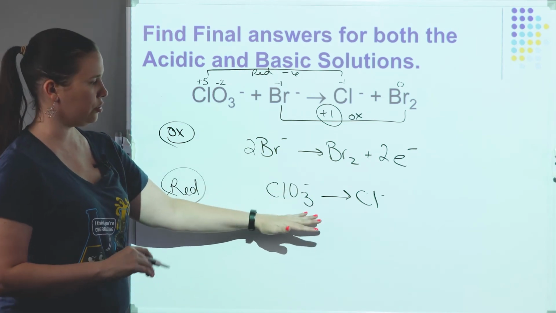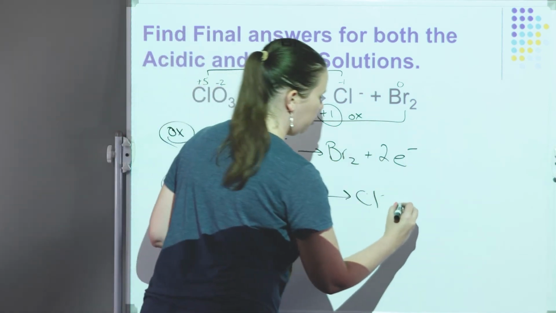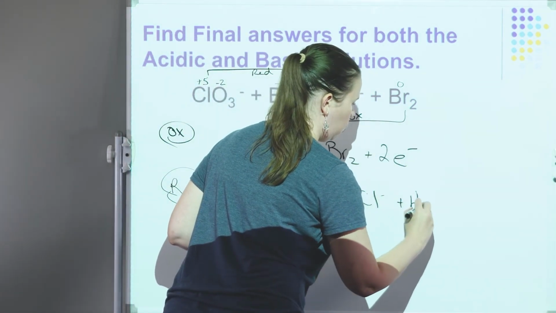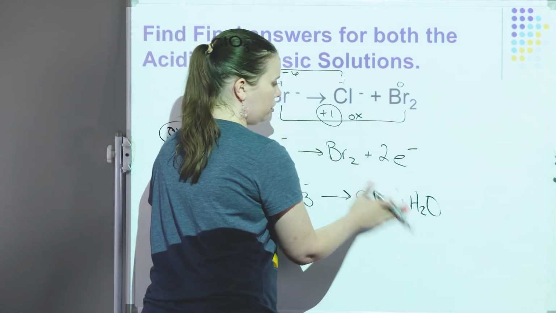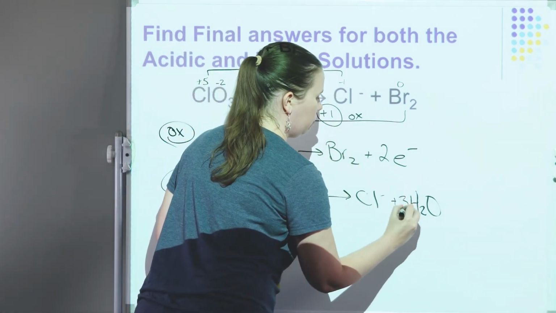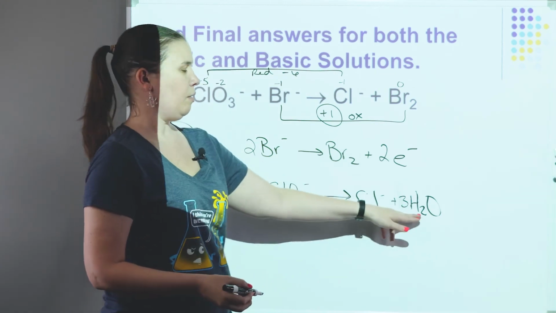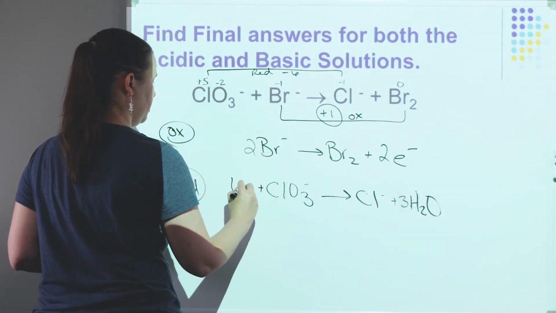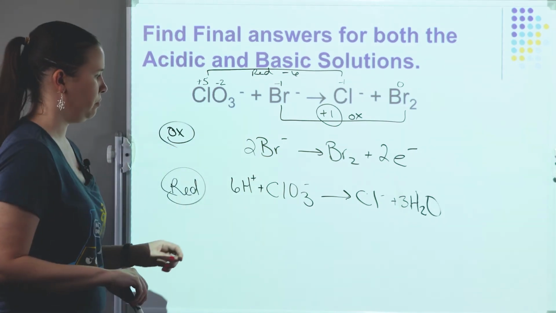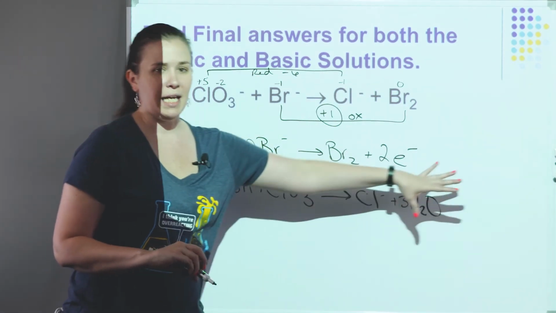So because I have oxygen on the reactant side but none on the product side, I must bring in water in order to balance the oxygens, which I had 3 oxygens, so I'm going to need 3 waters. Now I have 6 hydrogens, so I'm going to fix that on this side by adding 6 hydrogen ions. That's going to balance all my atoms.